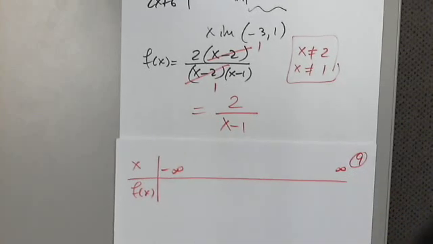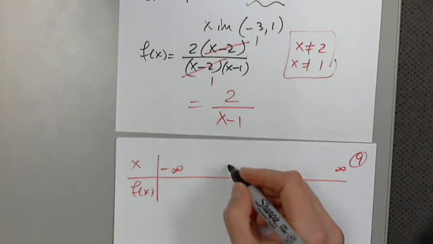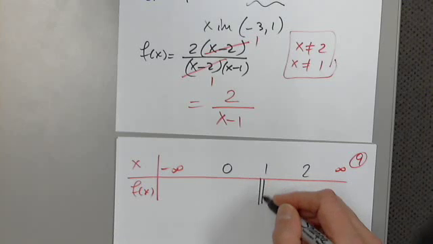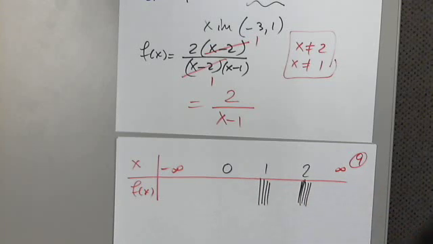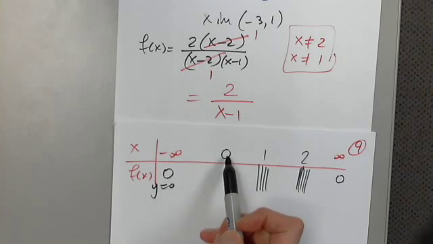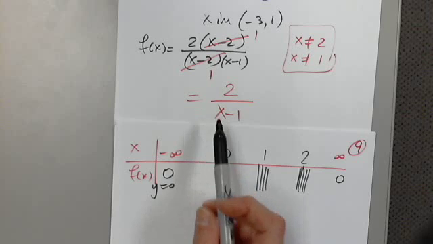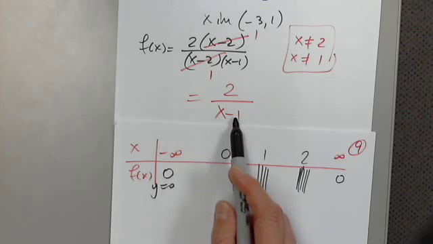Negative infinity to infinity, and you already told me what to exclude. One more time, what do I have to exclude? Very good. 0 must be in the table, 1, 2, and they are both excluded because the function is undefined at those values. You already told me that the horizontal asymptote is 0 because it is type 2, higher degree in the denominator than the numerator. Good, so can you please plug in 0 here in the simplified form? What do we get? Divided by -1.